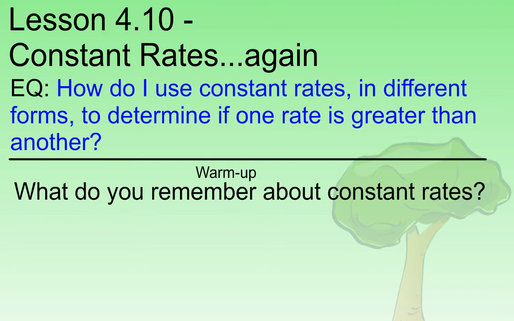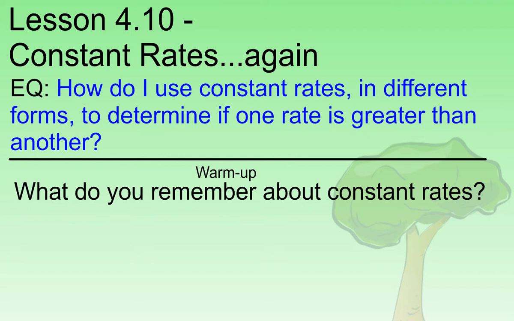4.10, constant rates again. So we're still talking about these proportional relationships. This is a major topic in 8th grade. It's understanding the relationship between these constant rates and slope and how it looks and how it relates to an equation and all that kind of stuff. So such a question says, how do I use constant rates in different forms to determine if one rate is greater than another? The warm-up question asks, what do you remember about constant rates?